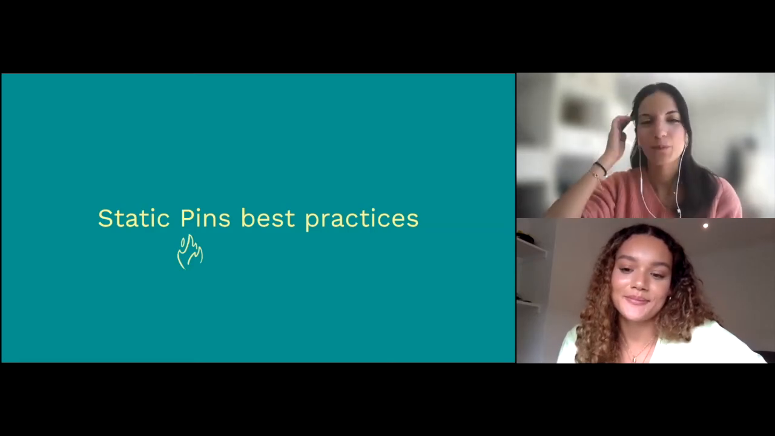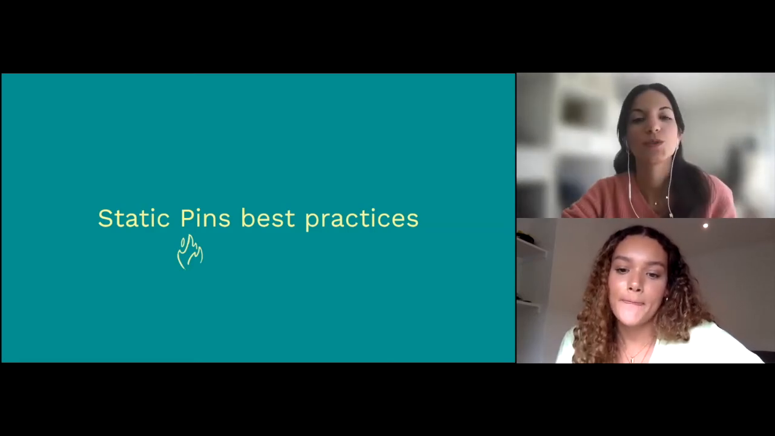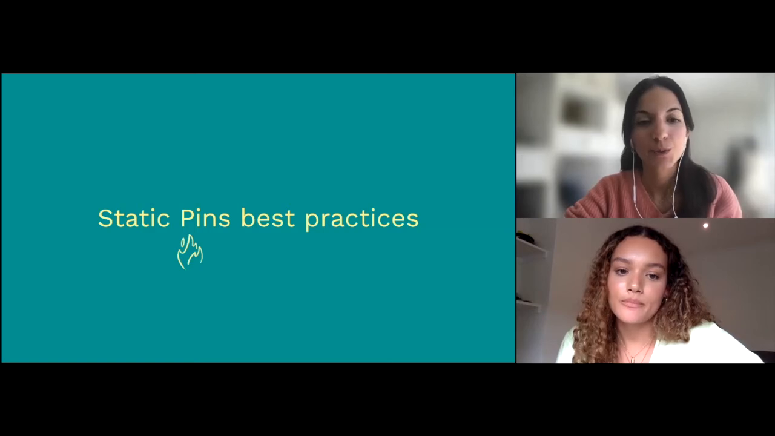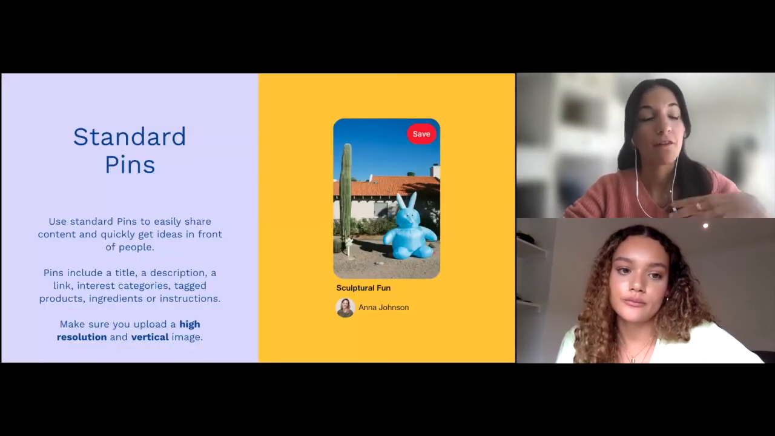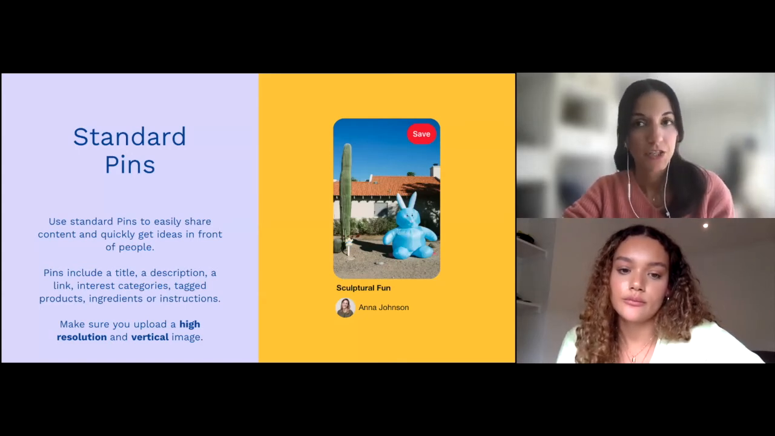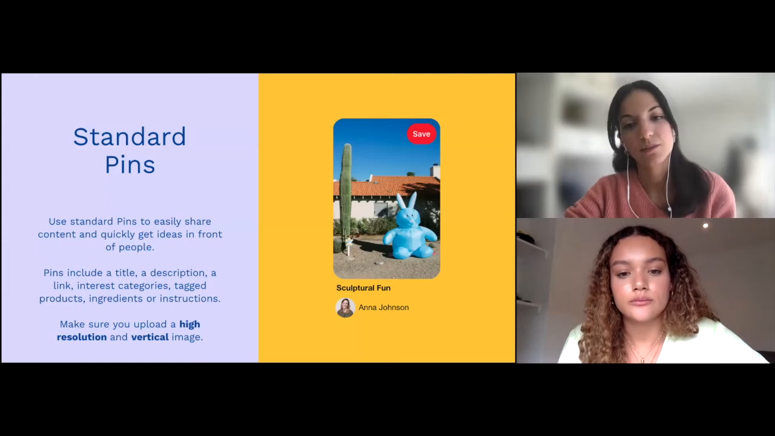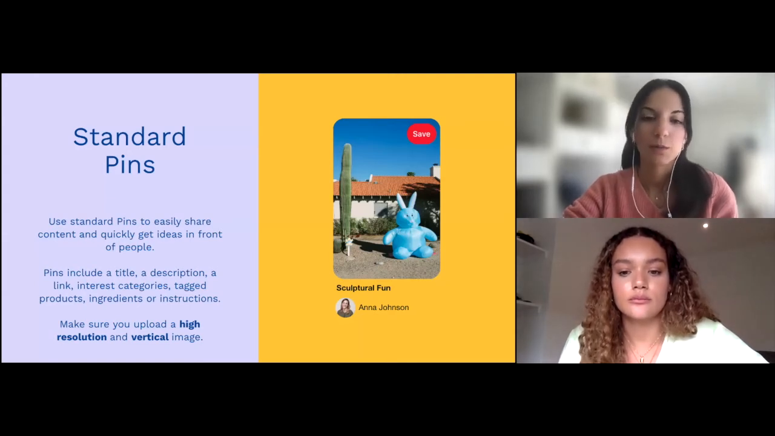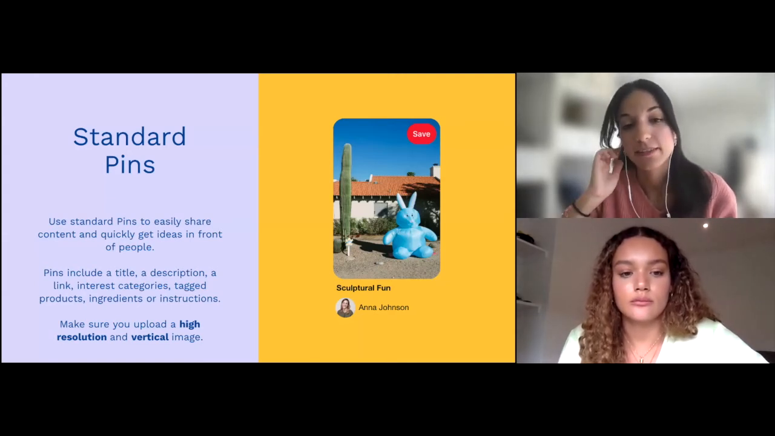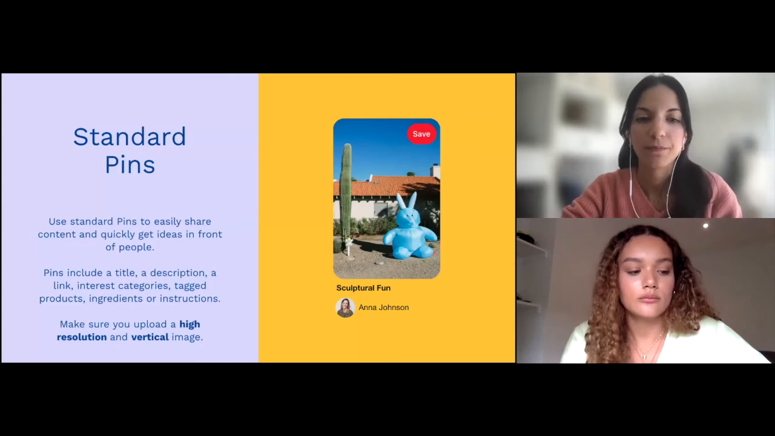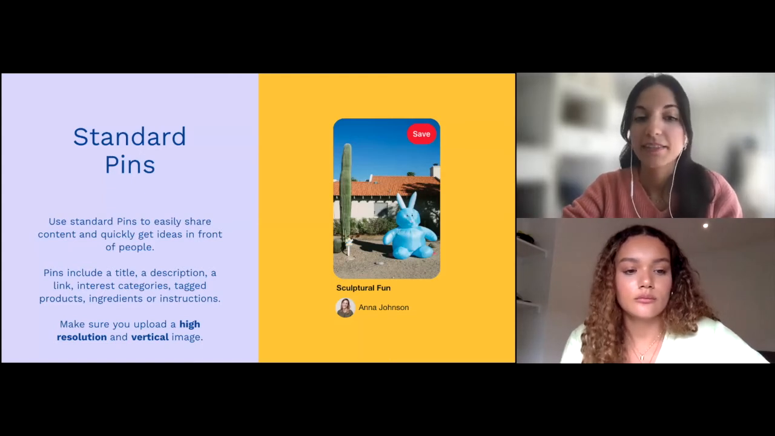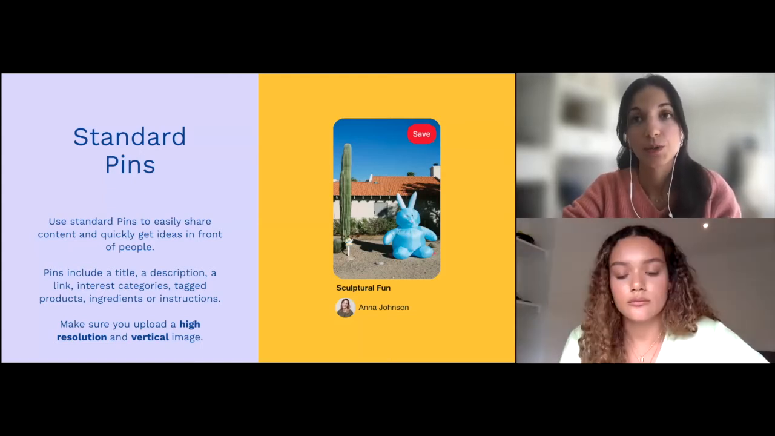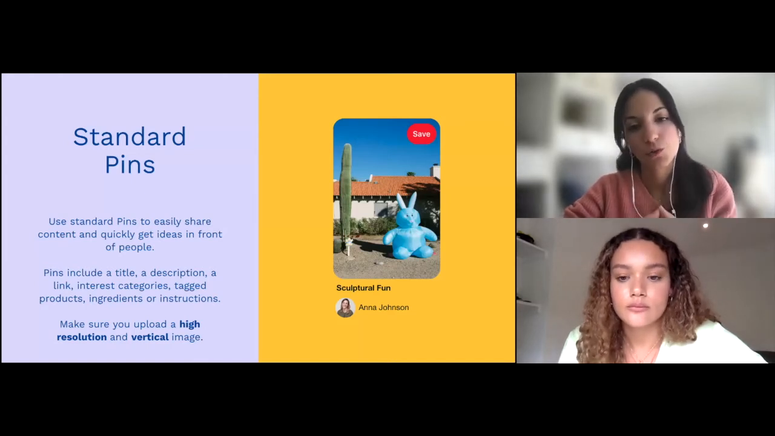Yeah, so now you might wonder what formats you can use on the platform. I'll highlight two types of formats. First of all, obviously, you have the standard static pins. A standard pin is made of an image, a title, a description, and a link to your site for more details. When it comes to the image, you'll need to make sure that it's vertical and high resolution. The reason behind this is that 85% of our audience is using Pinterest on mobile, and it's more visually appealing to have an image filling your screen space on your phone.